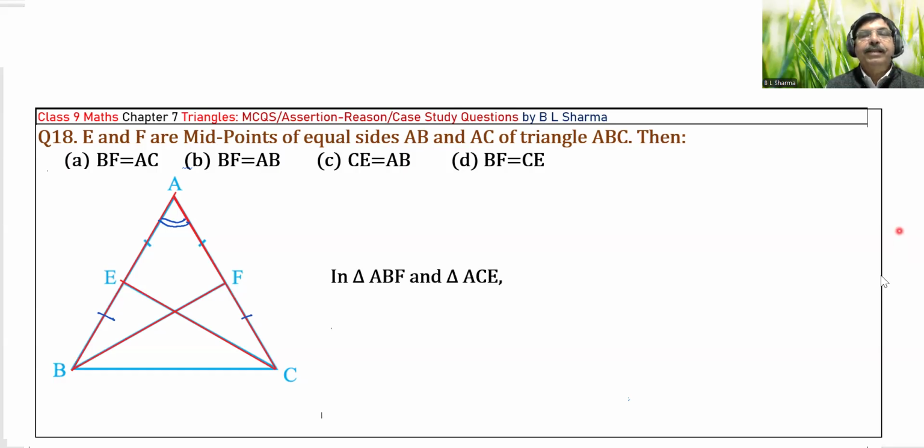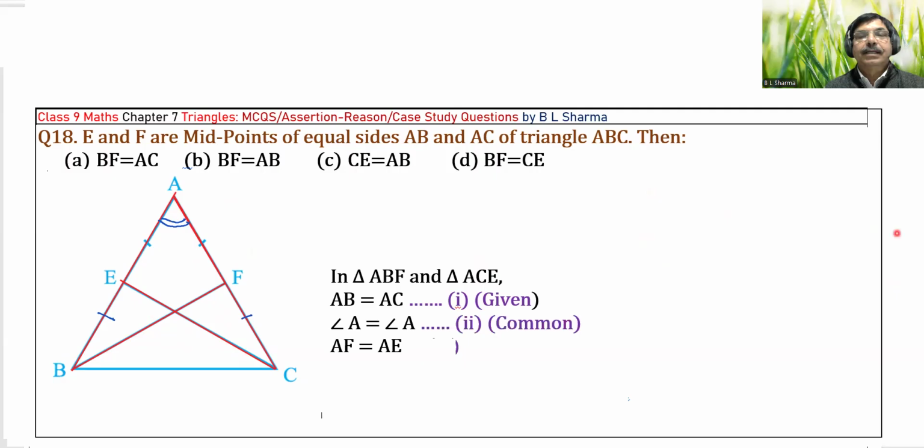In triangle ABF and triangle ACE, AB is equal to AC, it is given. And angle A is common in the two triangles. And AF is equal to AE because AB is equal to AC, that is, half of AB is equal to half of AC. So AE is equal to AF.